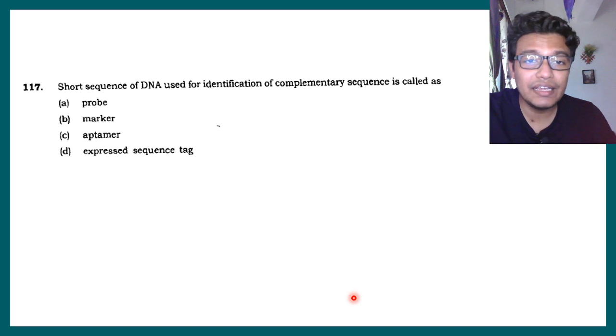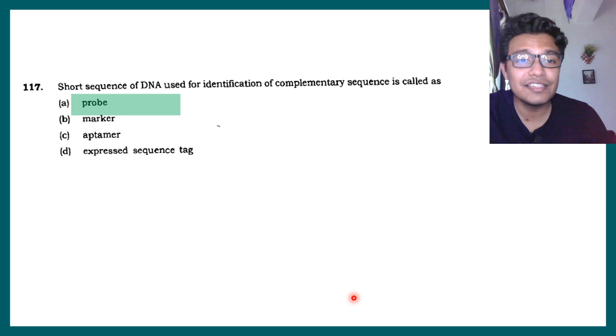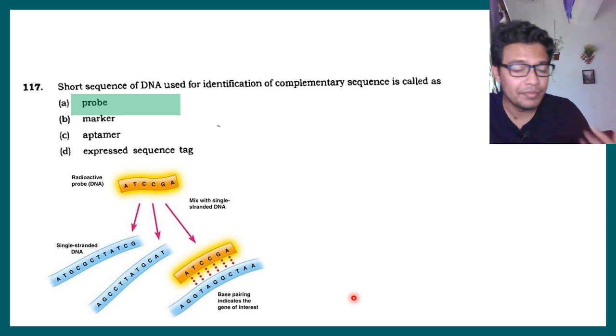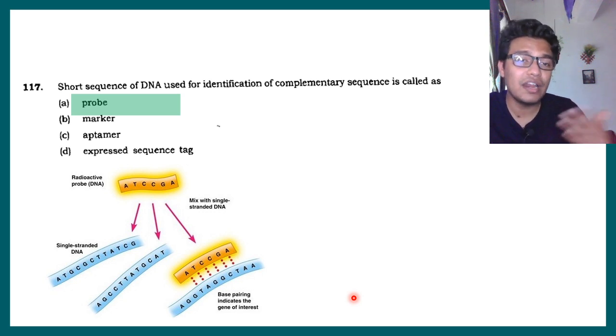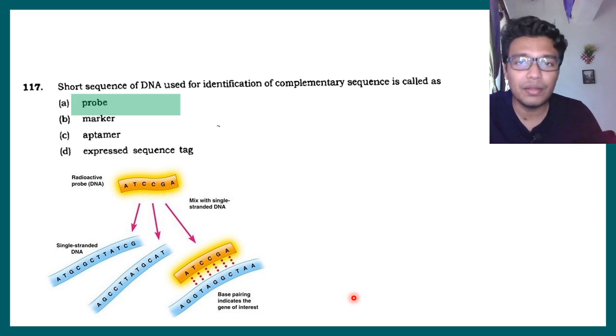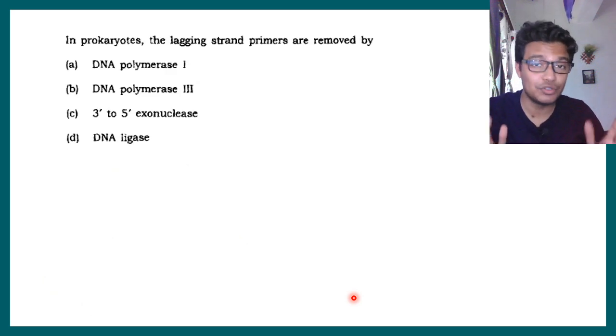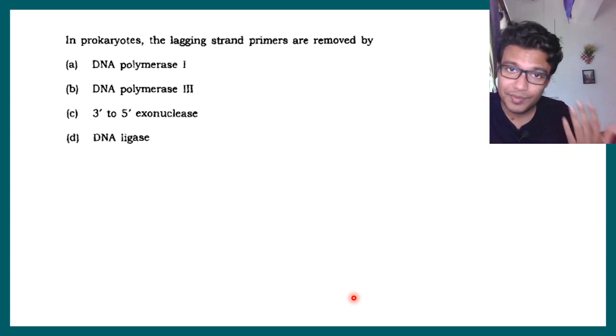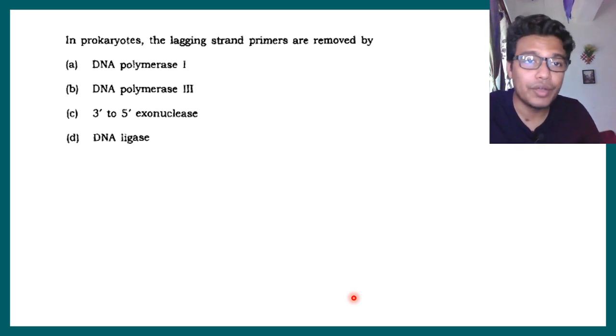A short sequence of DNA used for identification of complementary sequences is called a probe, marker, aptamer, or expressed sequence tag. And the correct answer is probe. And this kind of probe you have seen used in, like, Southern blot. Then it is used in situ hybridization and many other usages, right? So probes are really important when it comes to GATB. Okay, and if you want to know how probes are generated, how probes are labeled radioactively or non-radioactively, you can click on the link in the I button.